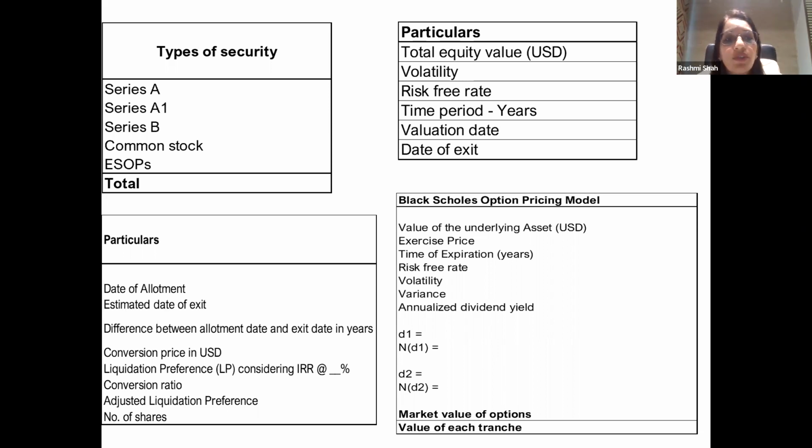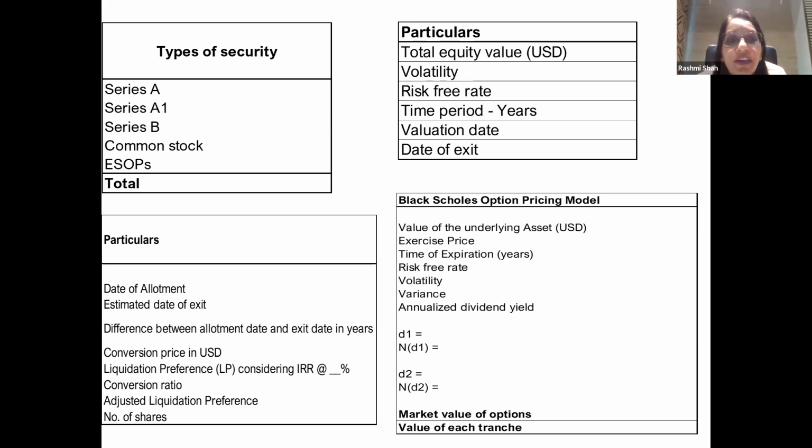Then you get the conversion price. Generally, even the conversion price is mentioned in your agreement. Liquidation preference and a particular IRR are also given. You can compute the conversion ratio, and the number of shares will also be given. After this, you need to understand the participation rights of every instrument. Why? Because when you do the Black-Scholes option pricing model, every trigger point will become the exercise price for the Black-Scholes option pricing model.